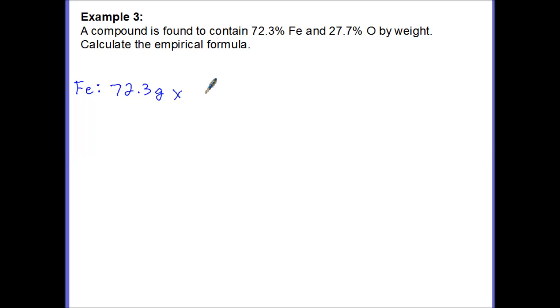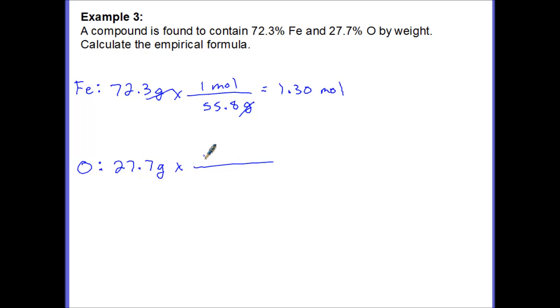And I'm going to divide it by its molar mass, so we're going to put 1 mole on top, and we're going to have 55.8 grams on the bottom. That cancels out, and when I take 72.3 divided by 55.8, I get 1.30 moles. We do the same thing for oxygen down here, and it's going to be 27.7 grams.